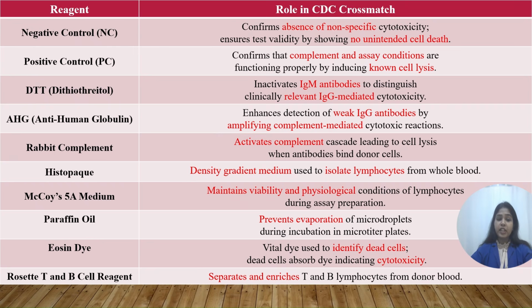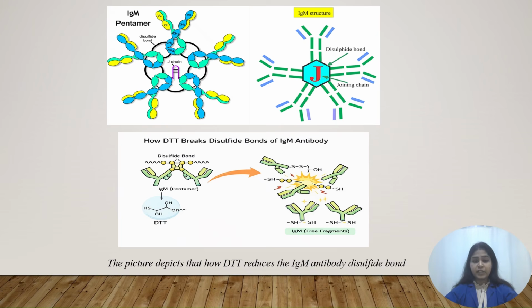Here comes the DTT, dithiothreitol. It is a chemical that inactivates the IgM antibodies to distinguish clinically relevant IgG-mediated cytotoxicity. Here, let's have a look at the DTT mechanism. As you can see, there is an IgM pentamer. IgM is a pentamer. It is a vast structure that highly depends on its disulfide bonds. Here, the disulfide bonds hold its structure intact and help the IgM pentamer to work efficiently.